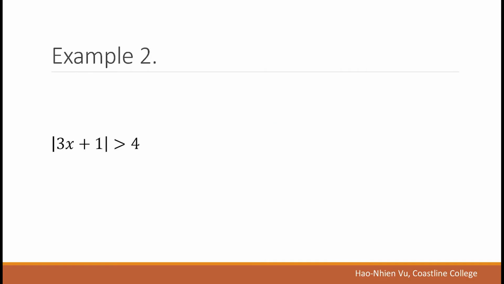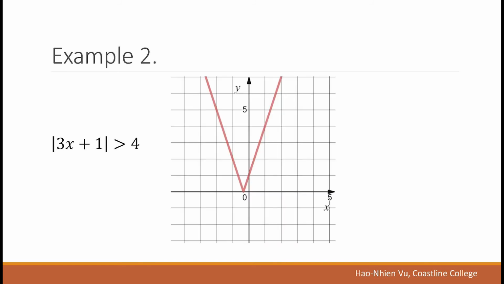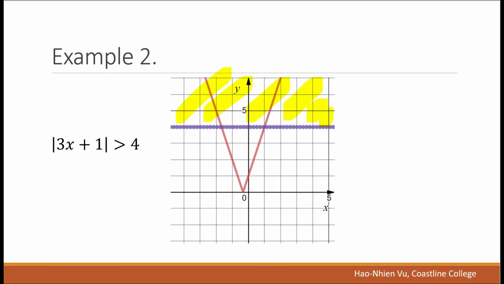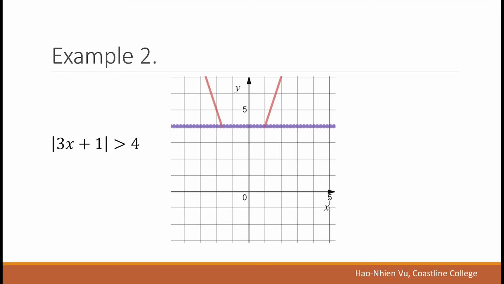All right, now let's try another inequality. Absolute value of 3x plus 1 is greater than 4. Again, we draw the graph and we draw the line at 4. And if y is greater than 4, then we want the part above the line y equals 4. We need to give an answer in terms of x, so we look for the x values that go with this part, and it's these x values right here. And look, they don't come in one piece, they come in two pieces, one to the left of -5/3, the other to the right of 1. And so that's why the solution is a union of two intervals.